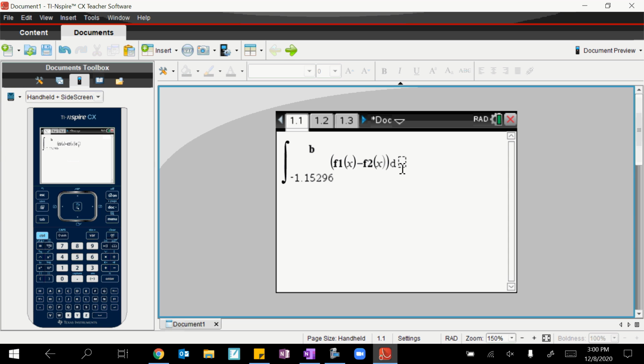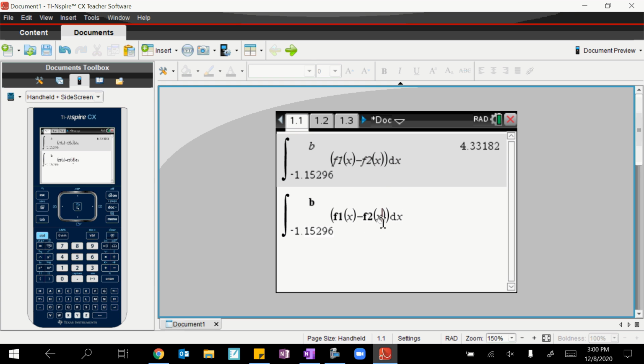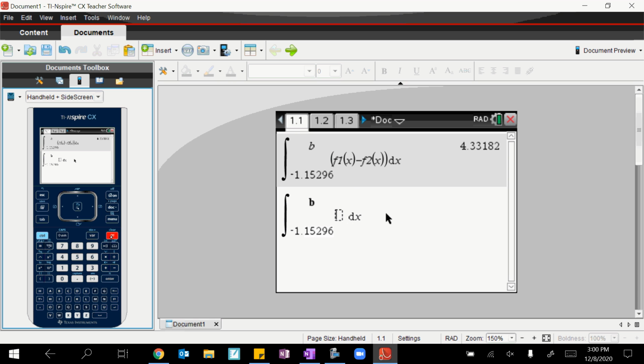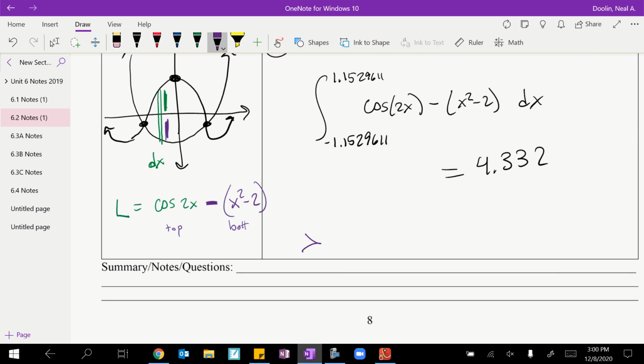There's a value. This is the exact same thing as doing it out the long way. So if I did, I'd have to do cosine of 2x minus x squared minus 2. Exact same thing. So hopefully that convinces you. So the function keys again can be a shortcut if you've already graphed the functions. 4.332. And again, I promised you this at the bottom of the page somewhere. Bounded area should always be positive. Because it's just the amount of area between 2 places. So we're not worrying about above or below or anything.